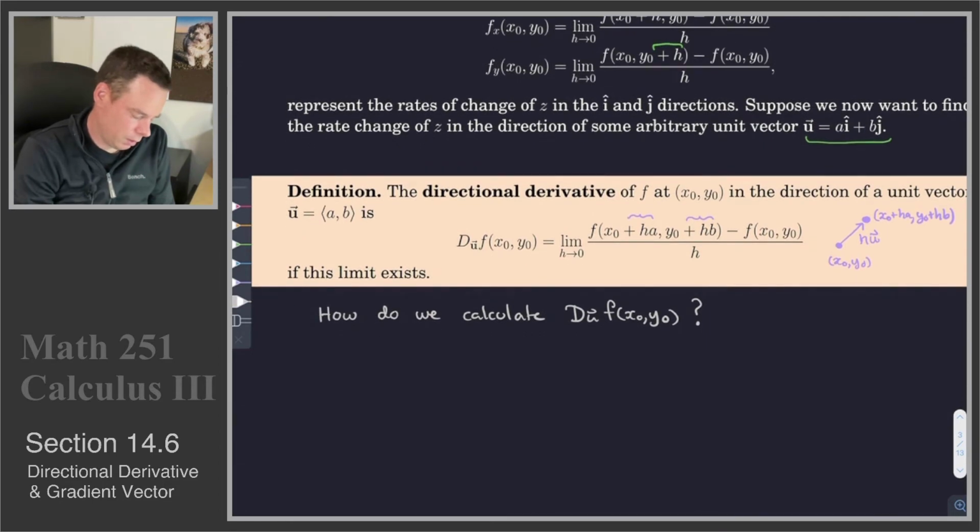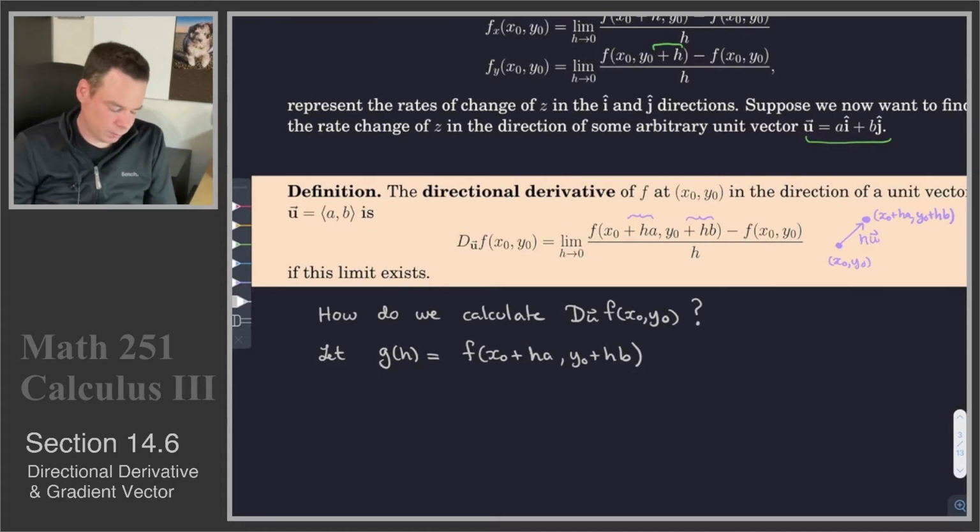So here's how we can calculate it. What we'll do is let g(h) be a function of just a single variable, h. And that function is going to be f(x₀ + ha, y₀ + hb). So we define this function of a single variable, g, which is basically just a function value, f, where we've moved a little bit away from (x₀, y₀). We've moved h units away in the u direction. So that's what g is calculating.